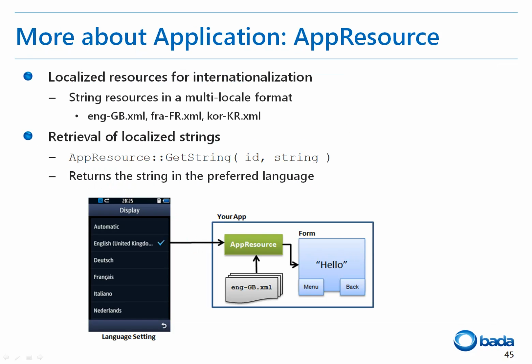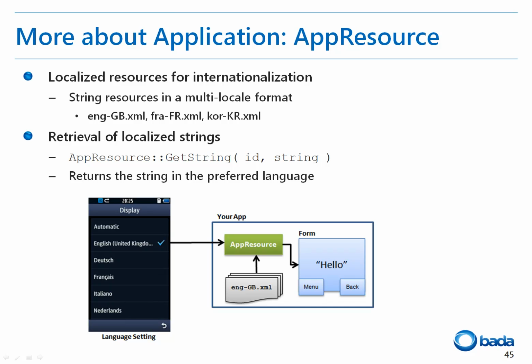Next is the AppResource class. The AppResource class provides convenient methods to load application resources at runtime. Using the AppResource GetString method, a caller can get localized string resources for internationalization. And here are the string resources in a multi-locale format: eng-gb.xml, fra-fr.xml, kor-kr.xml. Also, it gets the string from the specified resource ID.